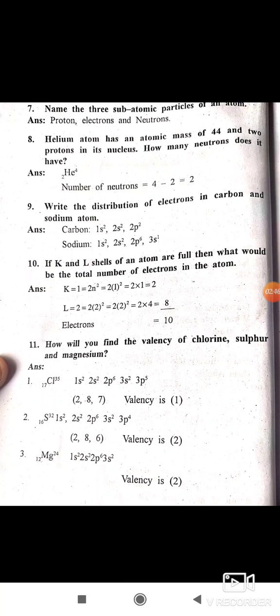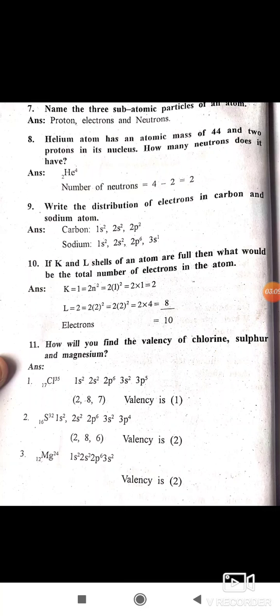If the K and L shells of an atom are full, then what would be the total number of electrons in the atom? The K shell can accommodate a maximum of 2 electrons, and the L shell 8. Totally 10 electrons.